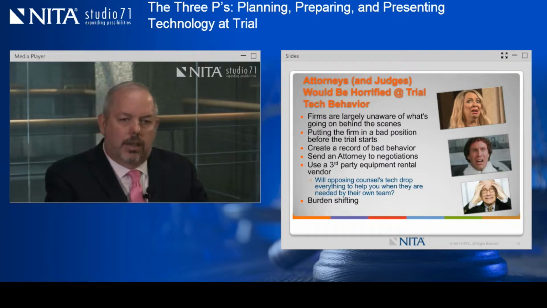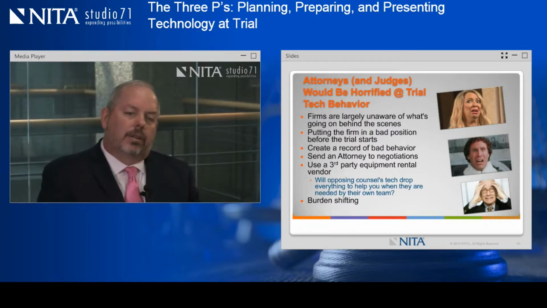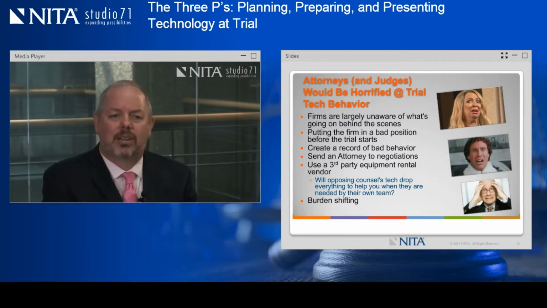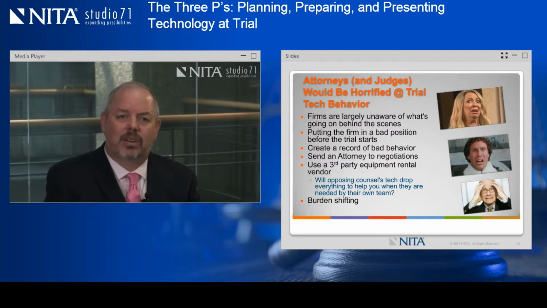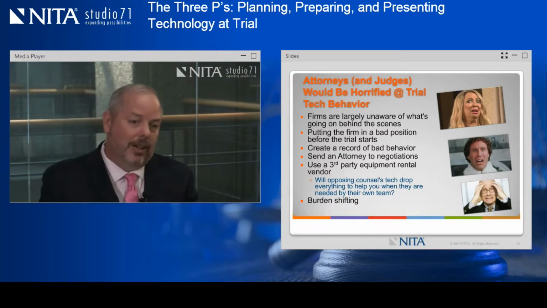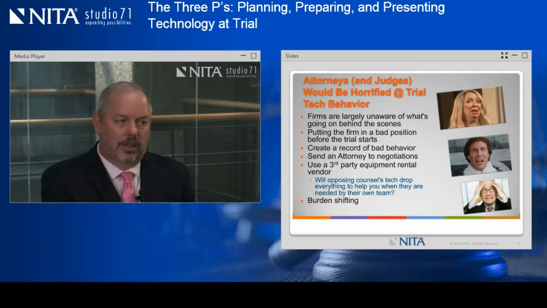So next are stories about bad trial tech behavior. I think attorneys and judges would be horrified if they knew some of the things that were going on here. I have to think firms are largely unaware of what's going on behind the scenes. And it's really putting them in a bad position before the trial starts, because we're documenting all these bad behaviors in case it reaches a level that needs to be reported to the judge. So there's lots of stories here.